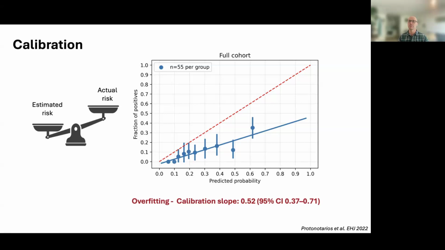So overfitting means exactly that. My model possibly was, as we say, overtrained. That means it was adapted too much to the development sample. And as a result, when I use the model to predict the outcome in new patients, it doesn't do as well as I would have hoped.